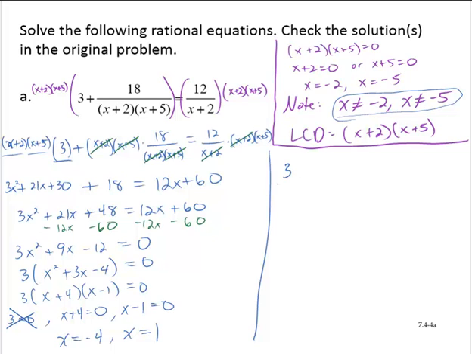So substituting x equals negative 4. 3 plus 18 over (negative 4 plus 2)(negative 4 plus 5). Is this equal to 12 over negative 4 plus 2? So that's 3 plus 18 over negative 2 times 1. That's 3 plus 18 over negative 1. That's 3 plus negative 18, which is negative 15.